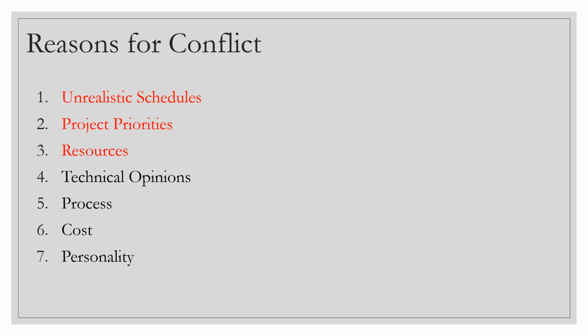Cost again is a reason for conflict because you might have given a cost to your senior management in the beginning, looking at the entire budgeting which you have done.